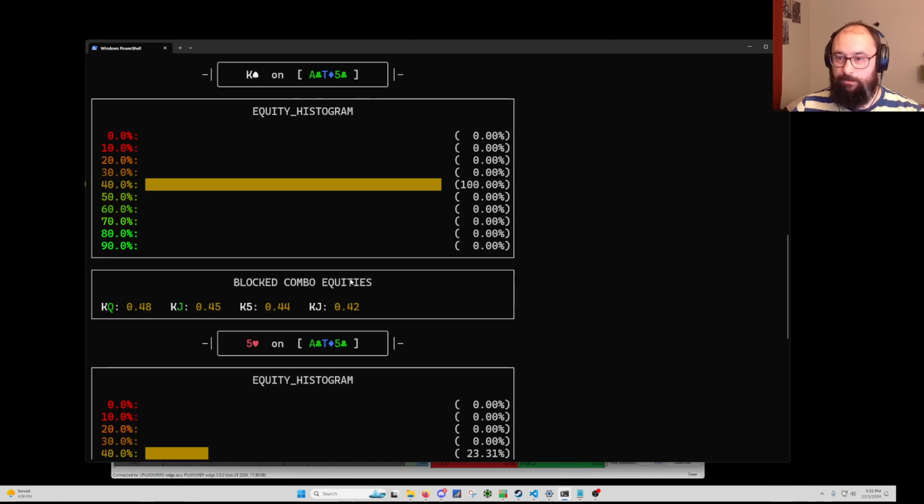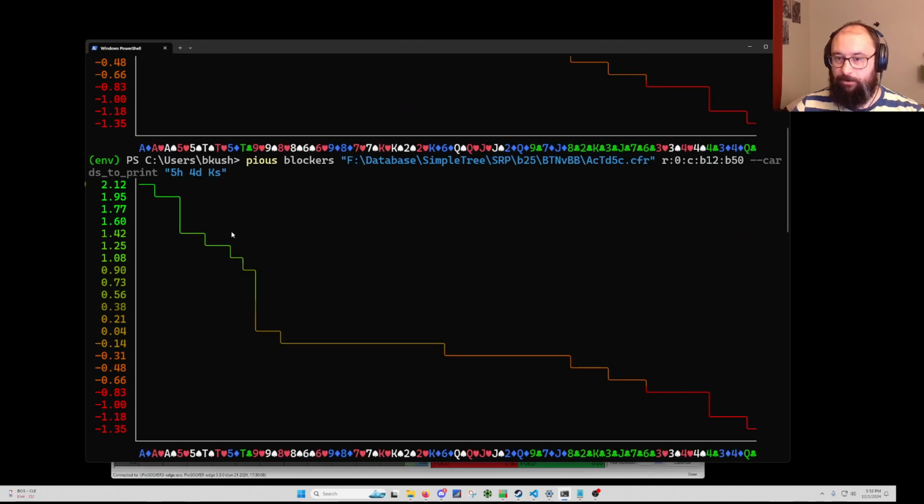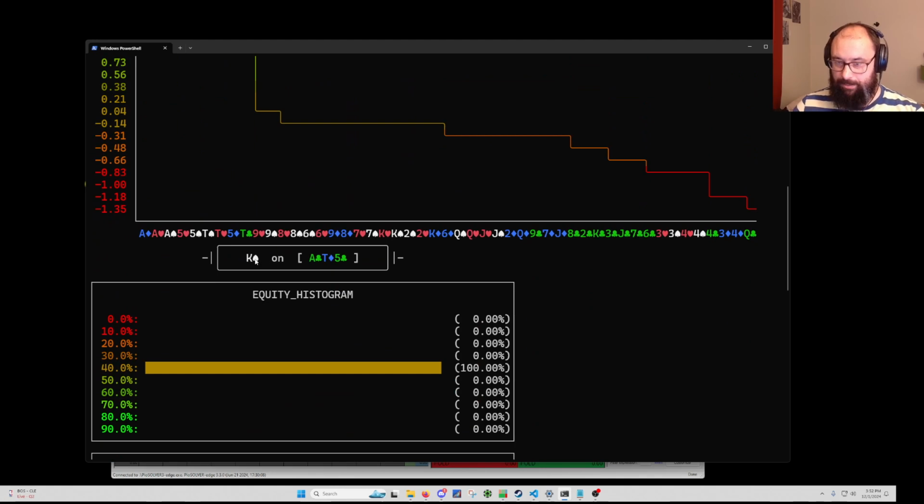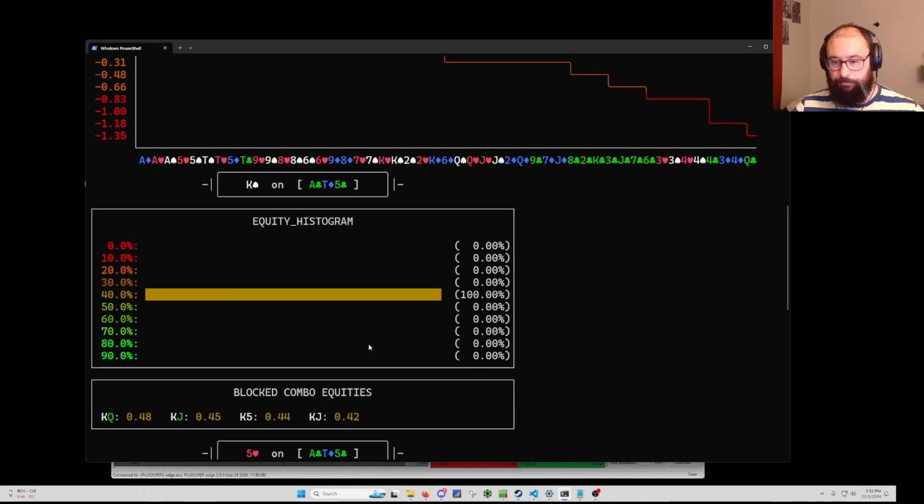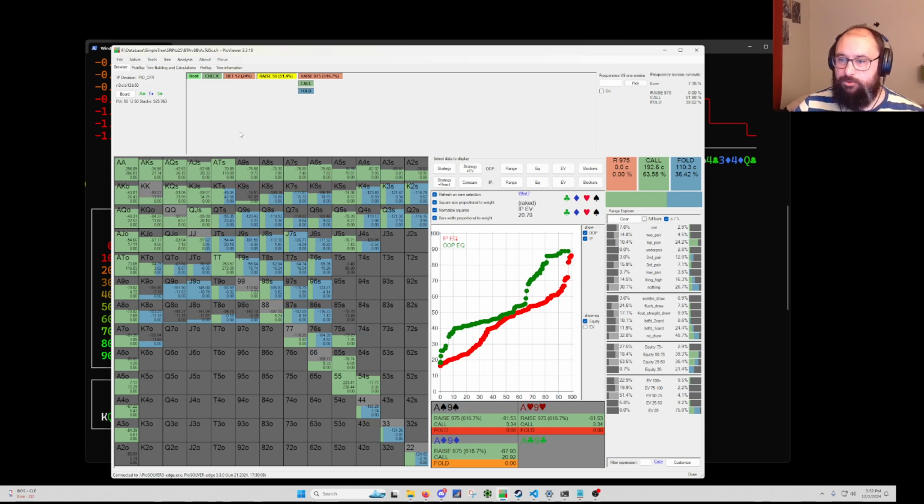So this prints out for each one. It prints out the graph again. And then let's go to the top. So king of spades. Well, they're not check raising this a ton. But everything that they have is like 40% equity. So that looks like it's probably medium strength draws.